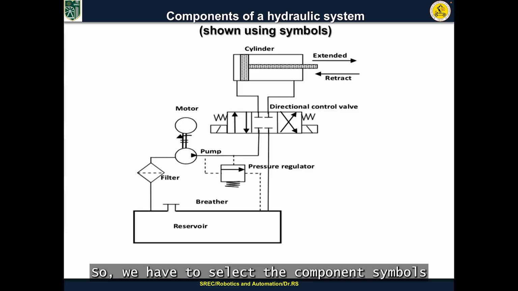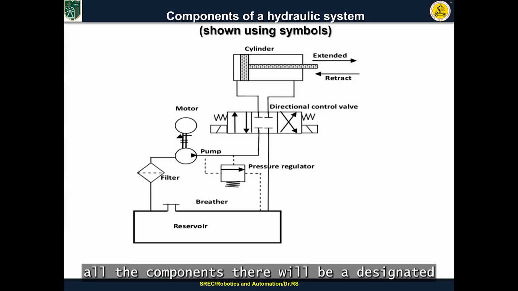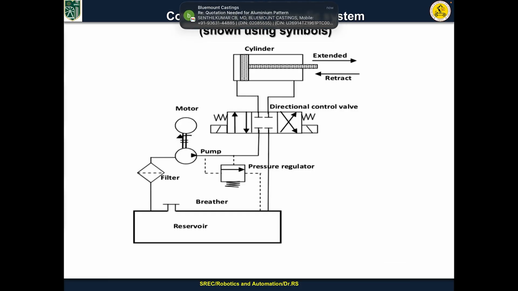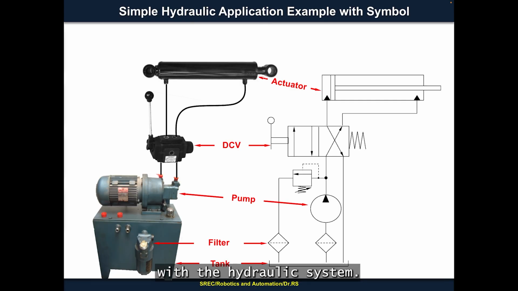So we have to select the component symbols and appropriately build the circuit. For example, reservoir, filter, pump, motor, then direction control valve, cylinder. For all the components there is a designated ANSI and ISO symbol, so that we can select it from the library and build the circuits. So this is the circuit building with the hydraulic system.